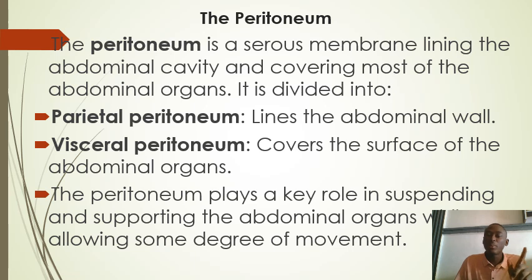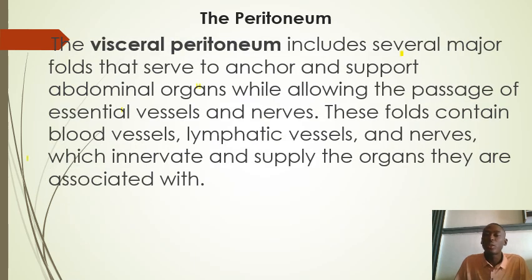The peritoneum plays a key role in suspending and supporting the abdominal organs, while allowing some degree of movement. The visceral peritoneum includes several major folds that serve to anchor and support abdominal organs while allowing the passage of essential vessels and nerves. These folds contain blood vessels, lymphatic vessels, and nerves, which innervate and supply the organs with which they are associated.